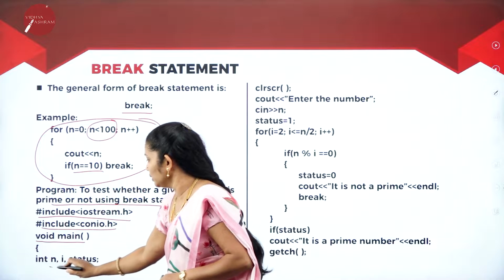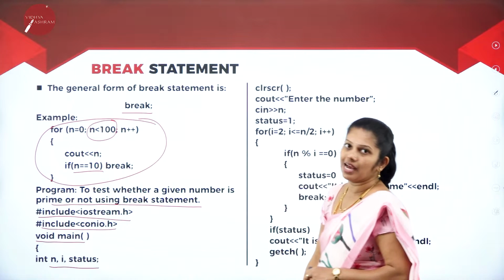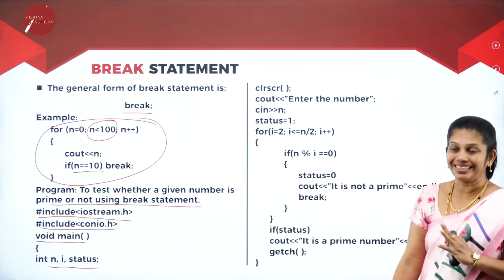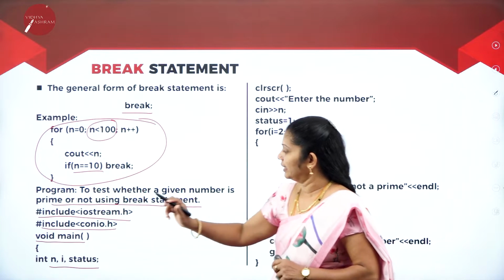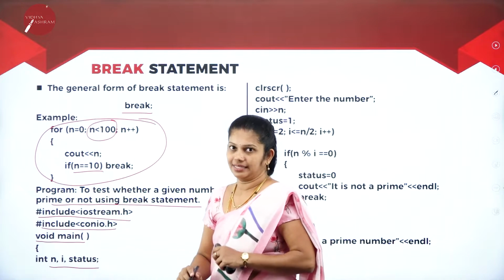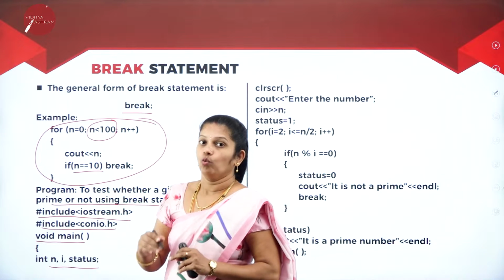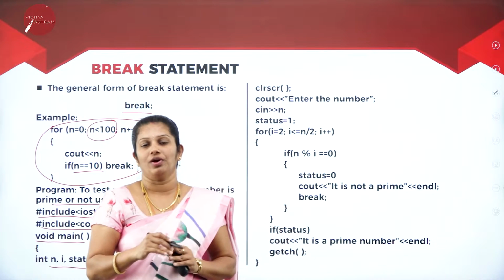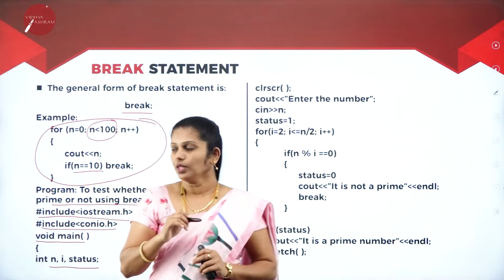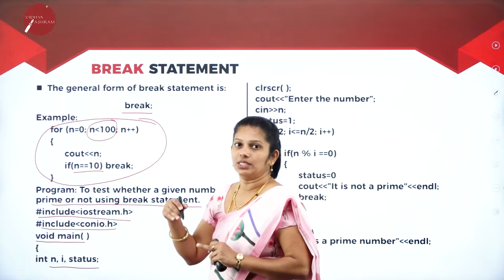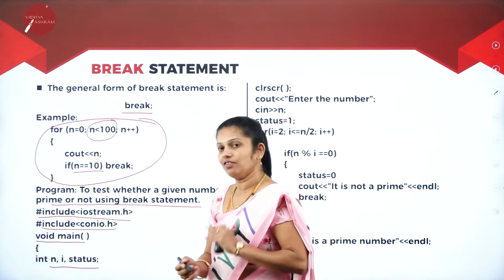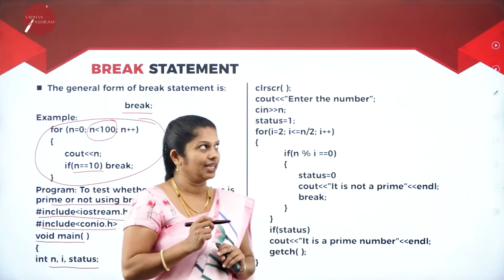Here, we are declaring the variables n, i as well as status. All three variables are of type integer, that is n, i and status. n represents the number for which we want to find whether it's a prime number or not, whereas i is for incrementation purposes and to decide whether it's a prime number or not. For that sake, we are using one more variable, status.